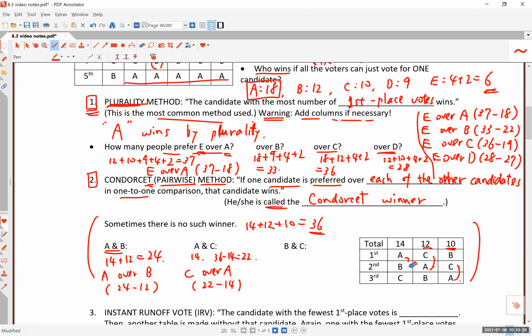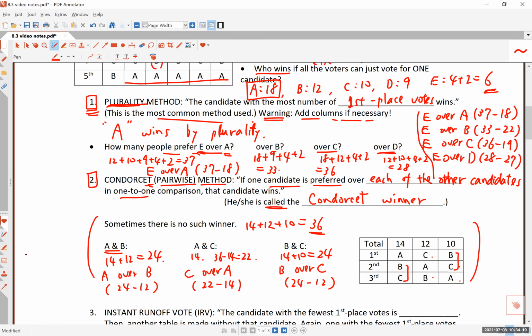If you compare the third pair, which is B and C, I'm trying to erase these markings here. All right, so which columns have, let's say, B over C? B over C here, and B over C. So 14 plus 10, that's 24 people seem to prefer B to C. The other 12 prefer C to B. So B wins over C with a score of 24 to 12.